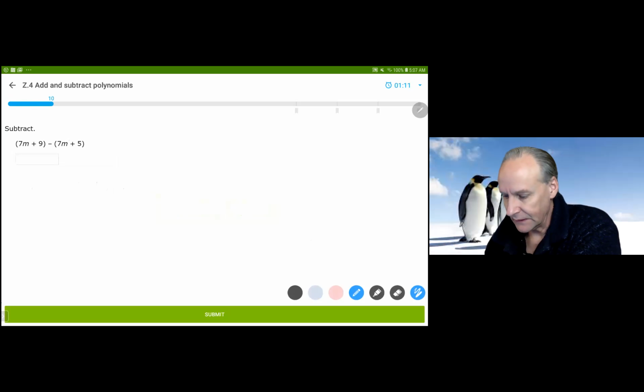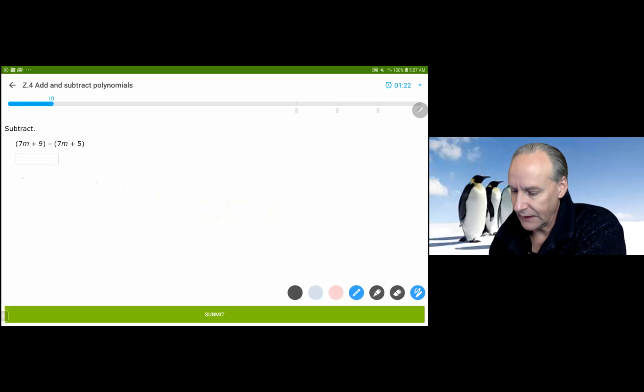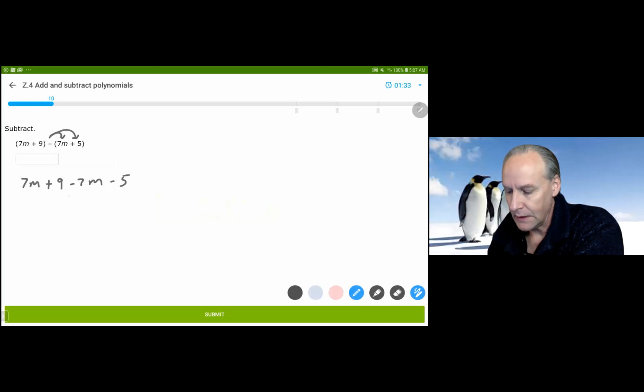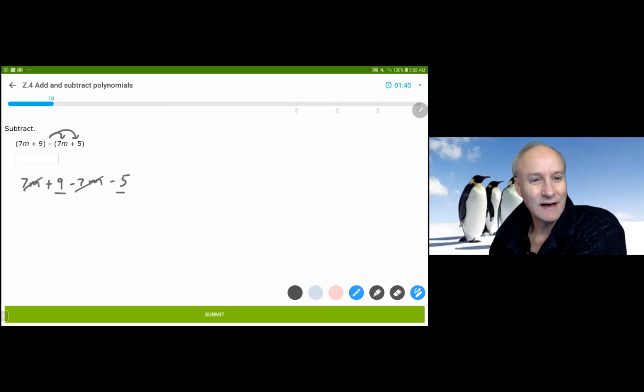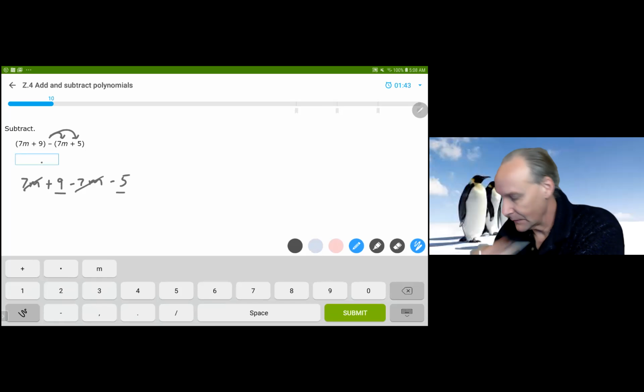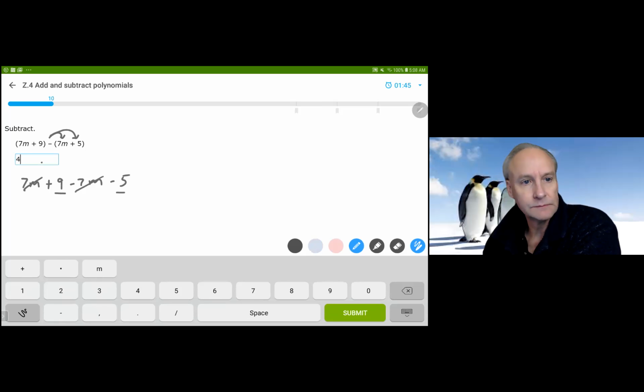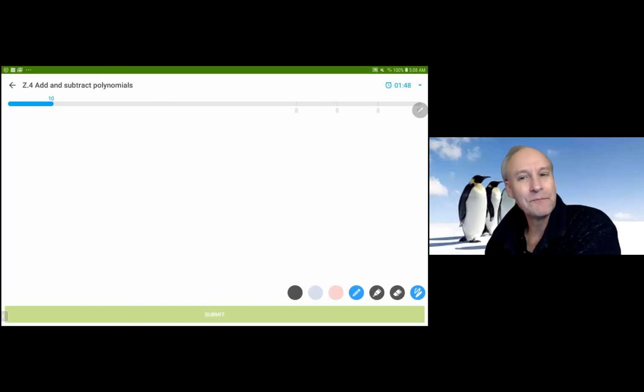All right, let's see. Now this time we have to distribute the negative to both parts. Notice that that subtraction is in front of a parentheses. So we have 7m plus 9, but what's really happening is I have minus 7m minus 5. Now the 9 minus 5 is just 4, and 7m minus 7m isn't m, it's 0. So we just write the 4.